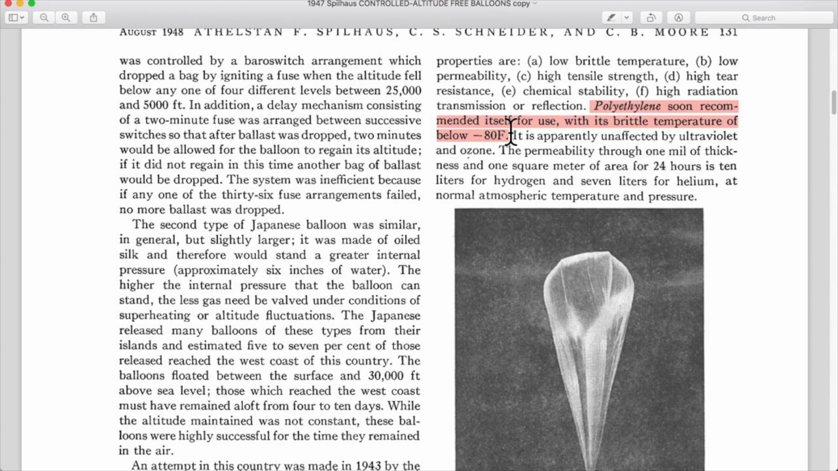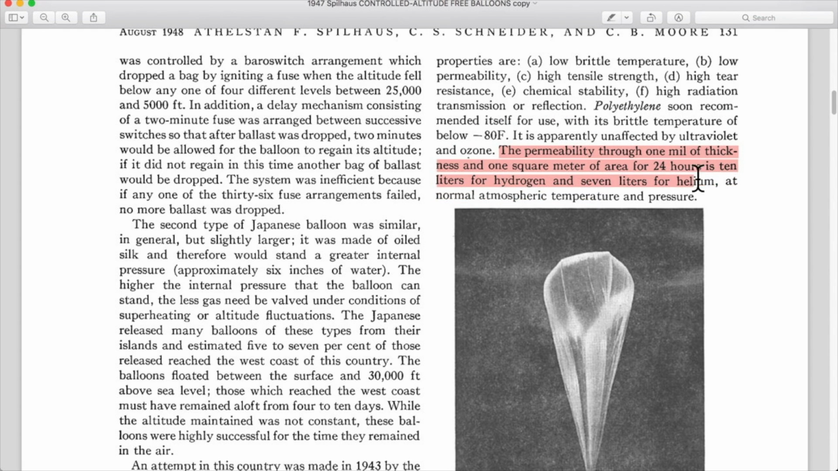Polyethylene soon recommended itself for use with its brittle temperature of below -80 Fahrenheit. That is something that remains true today. Polyethylene is one of the lowest brittle temperature plastics available. Well, there are other special formulations that allow other types to get fairly low. Polyethylene just naturally has a very low brittle temperature. And their conclusion was it's apparently unaffected by ultraviolet and ozone. That's incorrect, but it's pretty darn good.